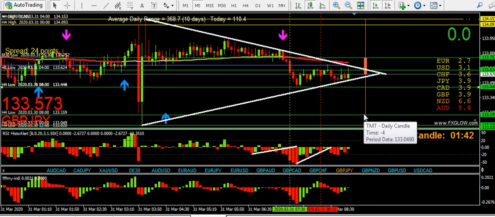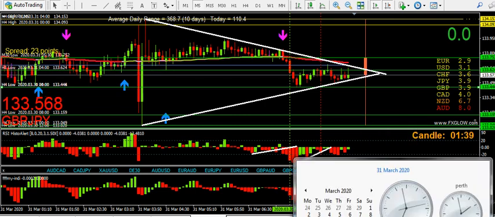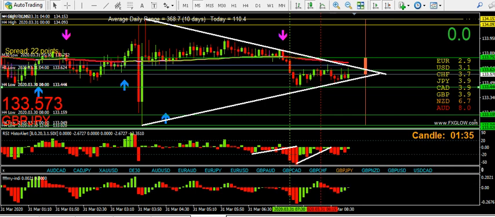Okay, but remember, 7 o'clock in the morning is Frankfurt Open, and that DAX will cause the price to go bananas. So be careful guys.